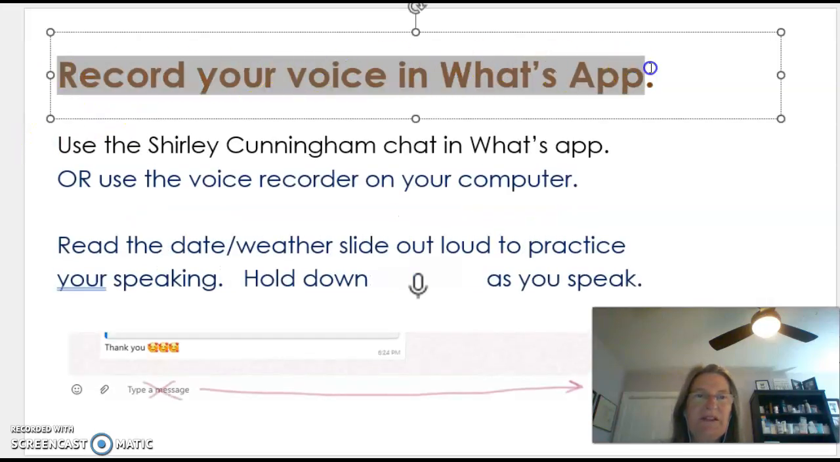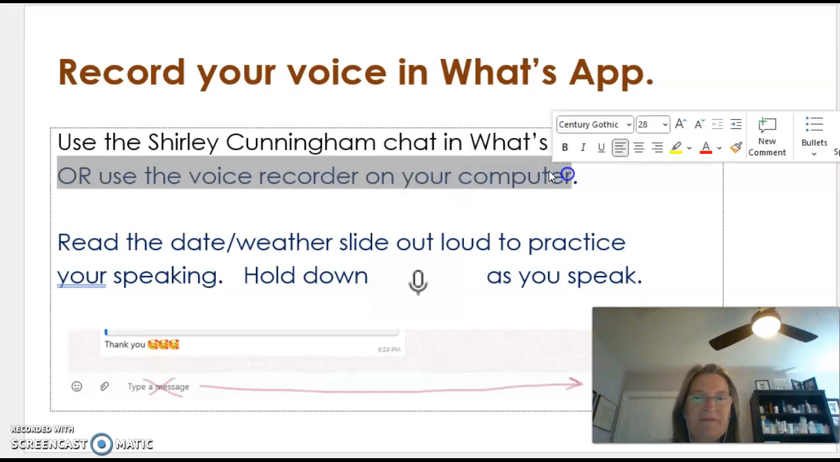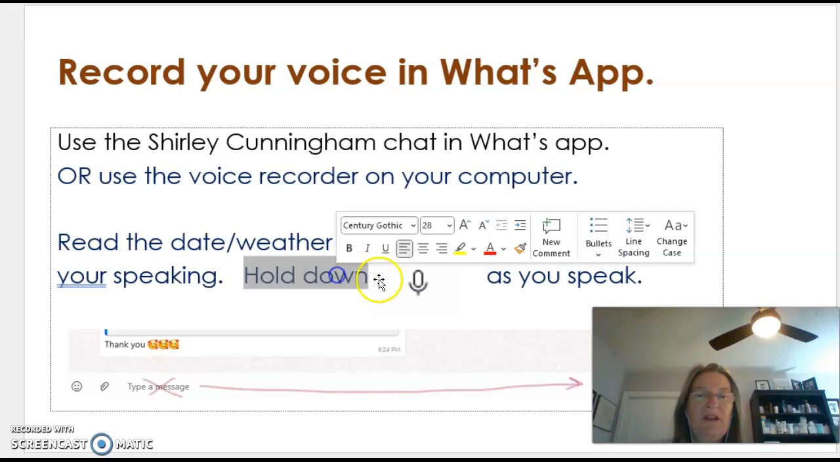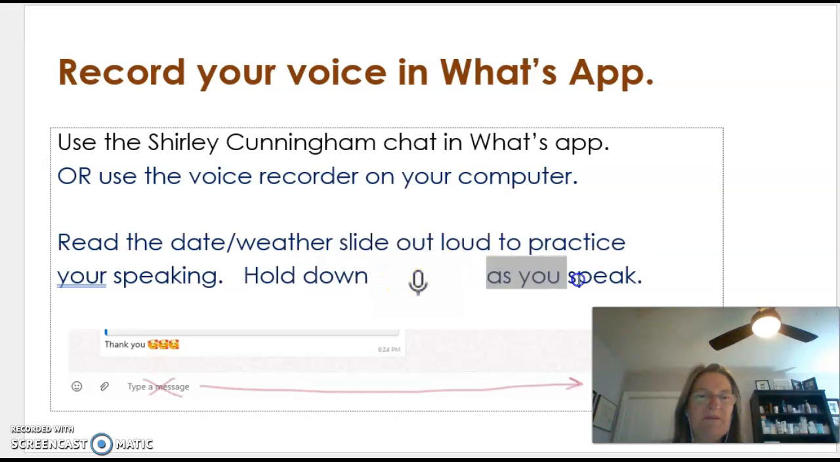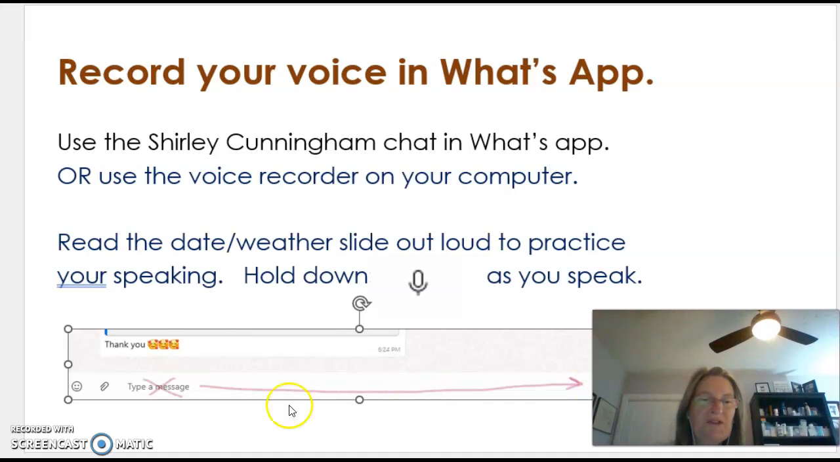To record your voice in WhatsApp, go to the Shirley Cunningham chat in WhatsApp or use the voice recorder on your computer. Practice, first of all, reading the date and the weather slide out loud. And when you are ready, hold down the microphone button as you speak. Let go when you are done. Push send if you're in WhatsApp. Okay, here's what your screen would look like, looking for the little microphone button. It is this little picture at the far right at the bottom.